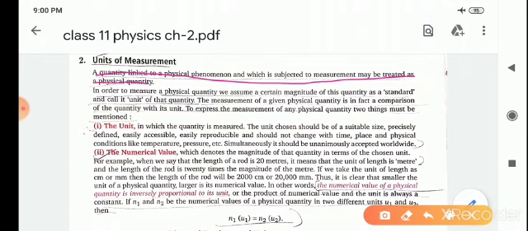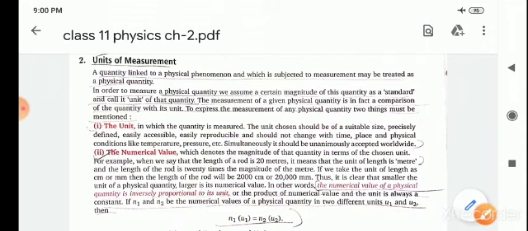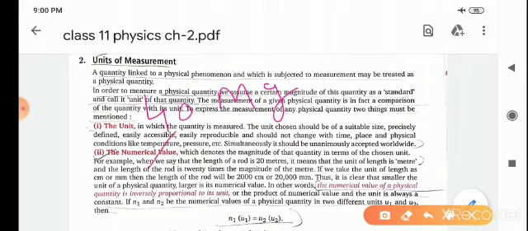To express the measurement of a physical quantity, two things must be mentioned. Number one, unit. Very important point, unit. Second point is numerical value. For example, if we consider 20 kilogram, 20 is the numerical value and kilogram is the unit, right? If we consider 40 milligram, 40 is the numerical value and milligram is the unit.